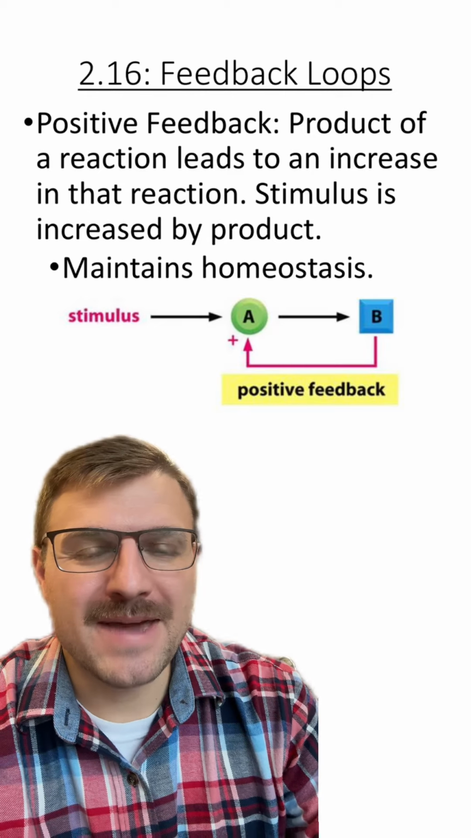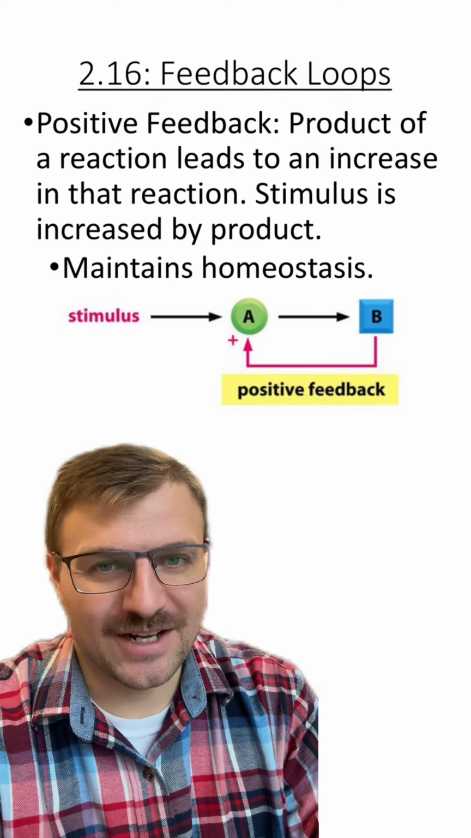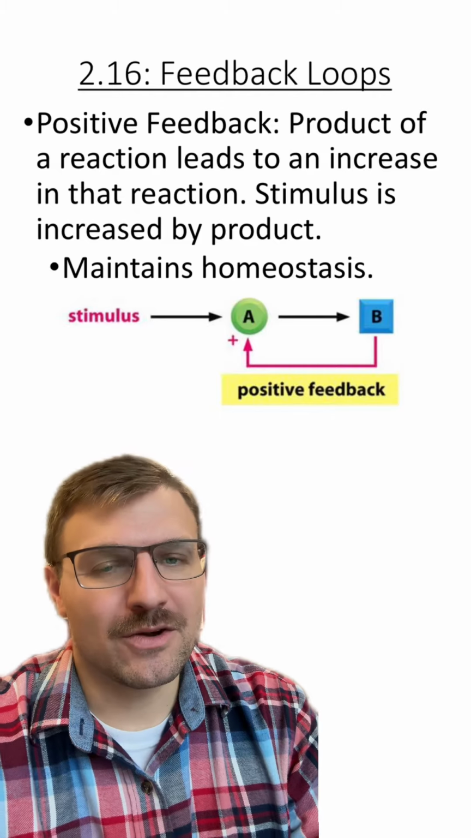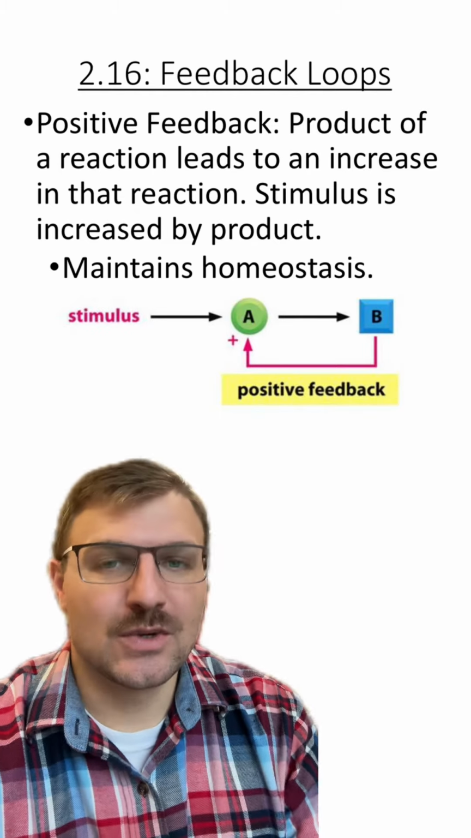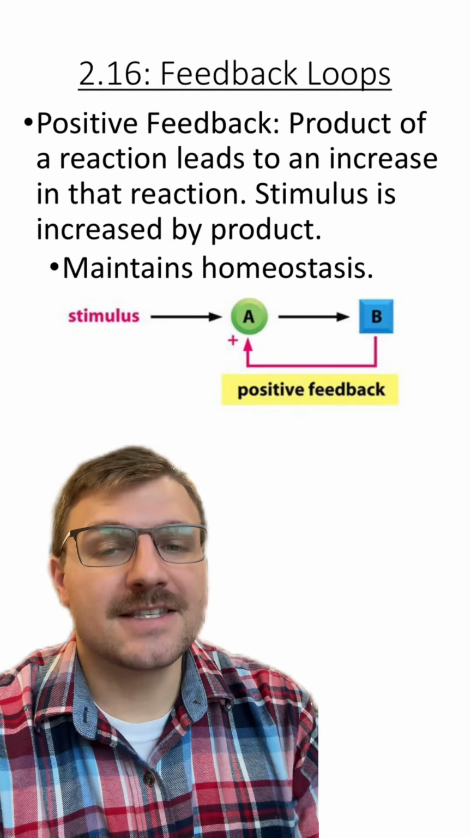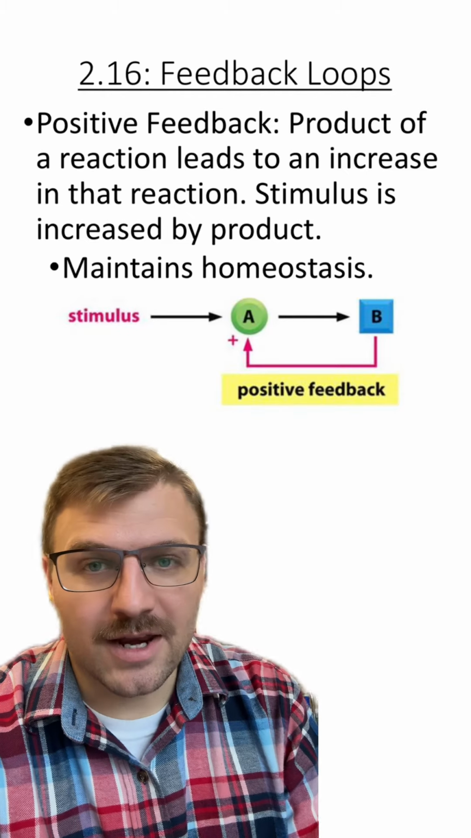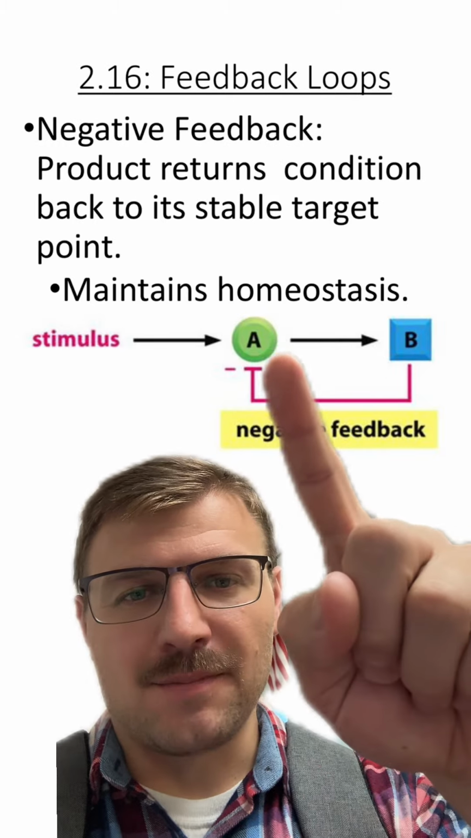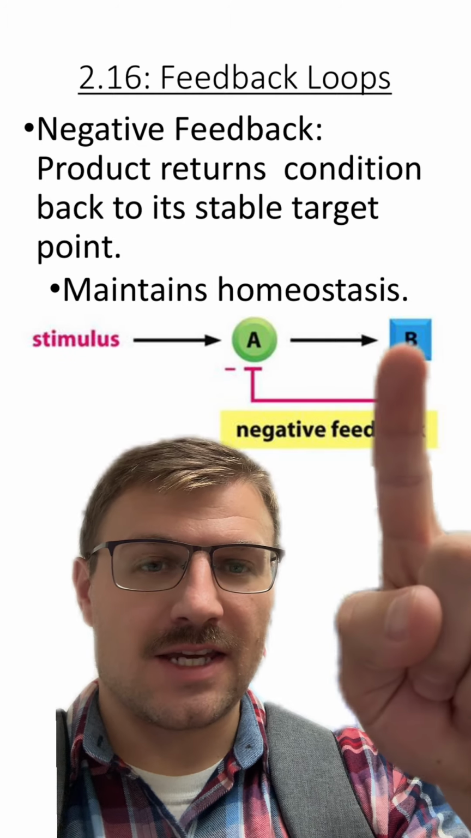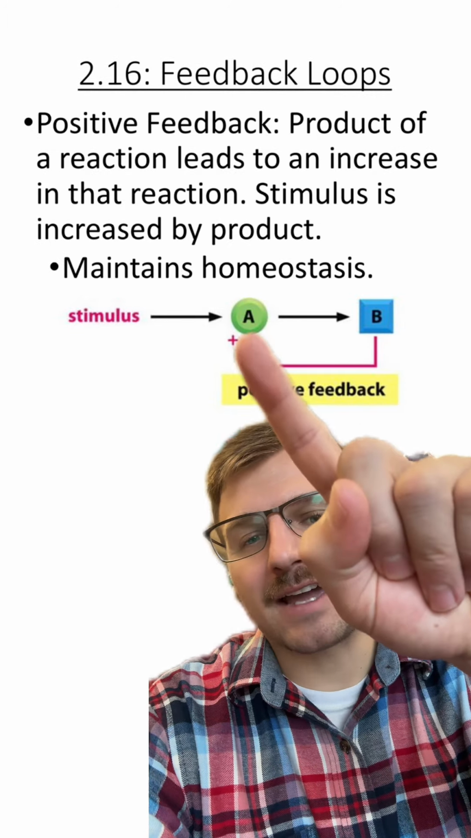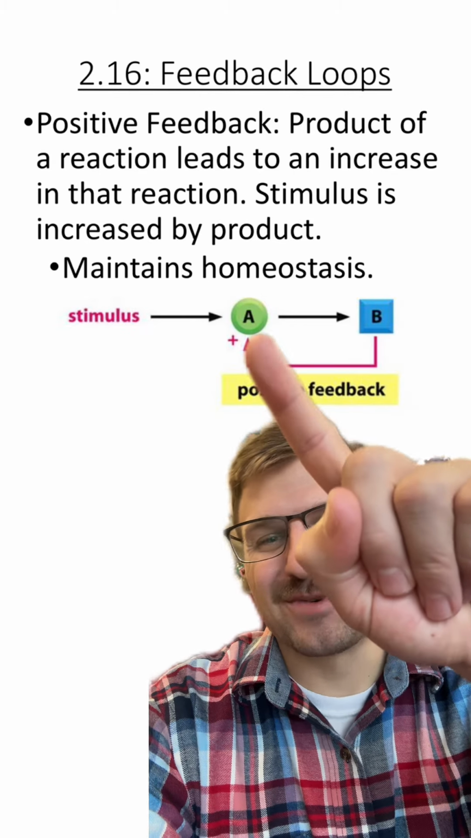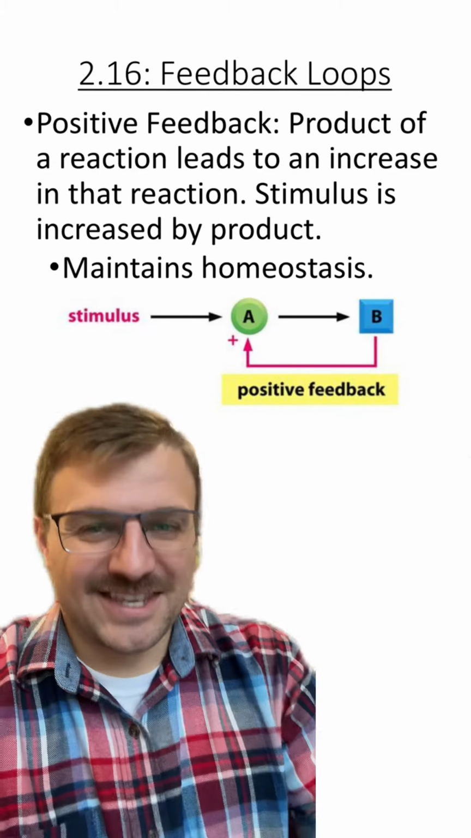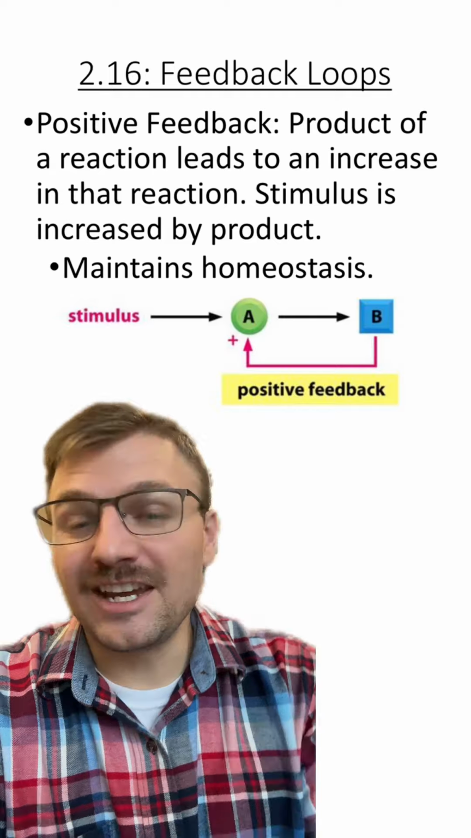The first type of feedback loop is something called a positive feedback loop. This is where a product of a reaction will lead to an increase in the stimulus for that reaction. So in these types of feedbacks, the stimulus is increased by the product. You can see in our example a stimulus changing A into B, and then there's a positive feedback of B increasing A, which increases more B, which increases more A, which increases more B. This is why it's known as a positive feedback loop.